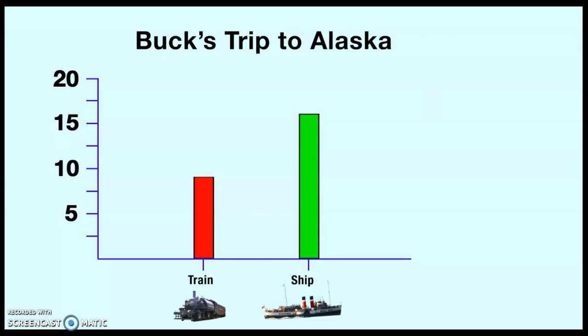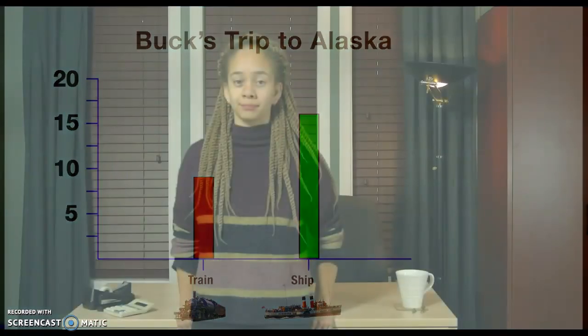Look at the bars. The bar for the ship is the tallest. Buck spent more time traveling by ship. The bar for the train is the shortest. Buck spent fewer days traveling by train. Bar graphs make it easy to see and understand our data. Buck spent more time traveling on the ship than he did traveling on the train.